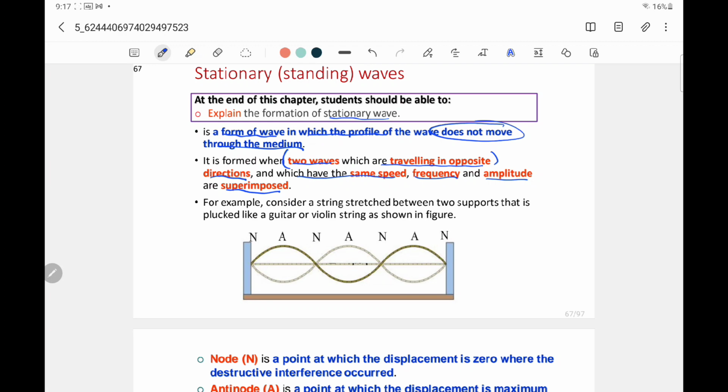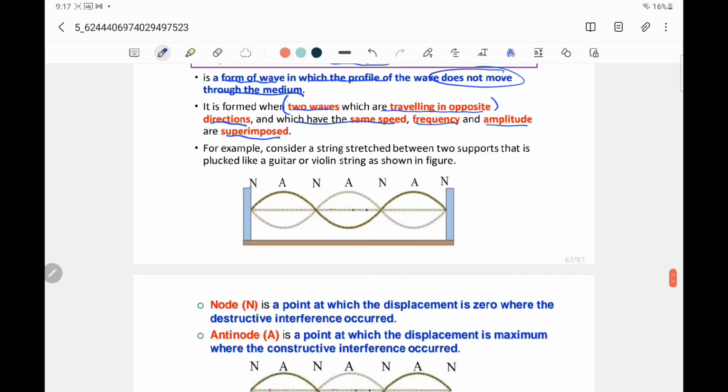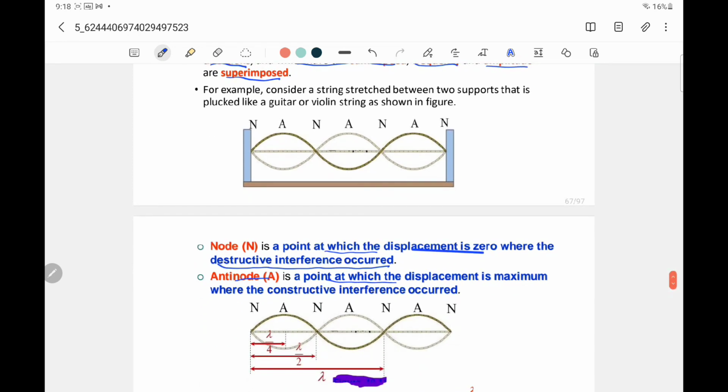For example, consider a string stretched between two supports that is plucked like a guitar. It will have nodes and antinodes, where a node is a point at which the displacement is zero, where the destructive interference occurs, and an antinode is a point in which the displacement is maximum, where the constructive interference occurs. Alright, so this is called a node. This is also a node, where there is zero displacement. And then for the antinode we have maximum displacement.